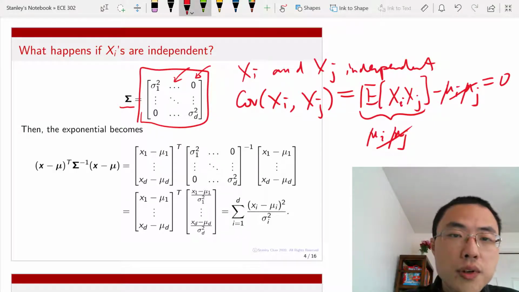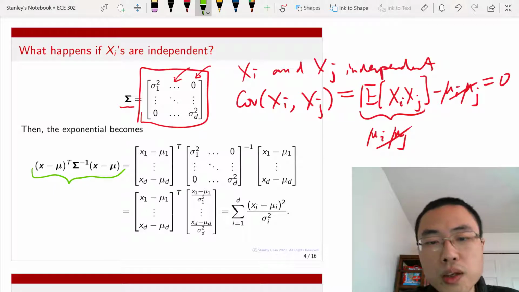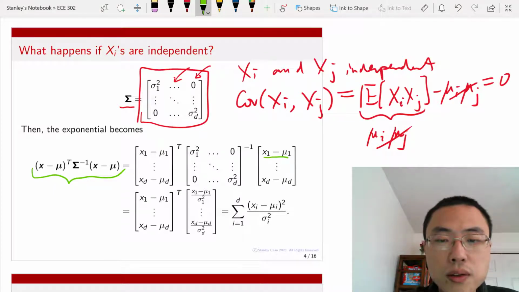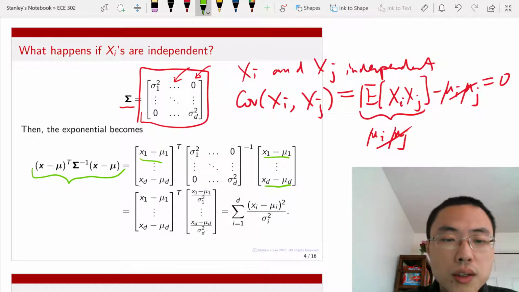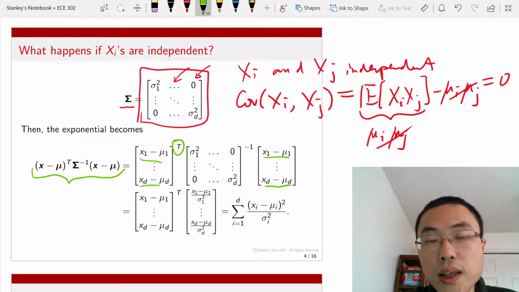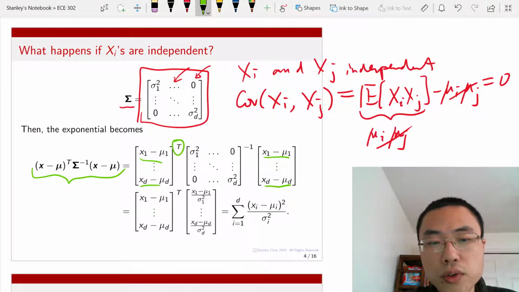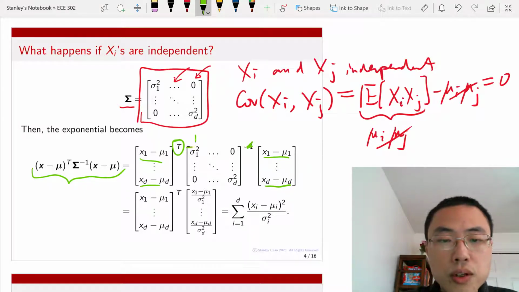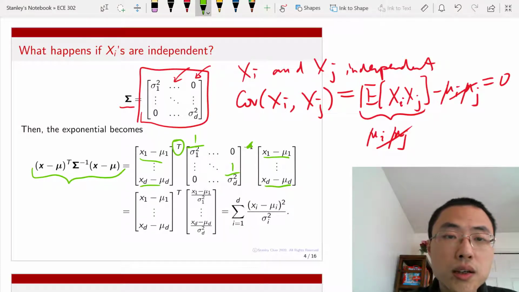Now, if this happens, then we can ask, what will happen to your quadratic term? This is the term that you plug into the exponential. So you write x1 minus mu1 all the way through xd minus mu d, and then you take the transpose, and then we put the covariance matrix into this inversion. Now what happens when you put an inversion? Well, the inversion will be gone, and then you have 1 over sigma squared.